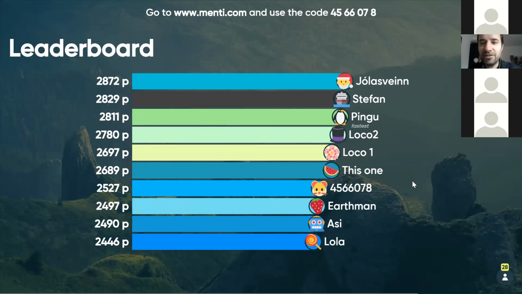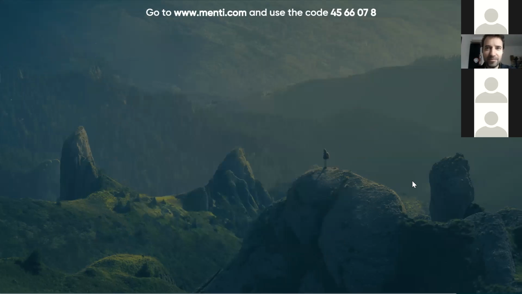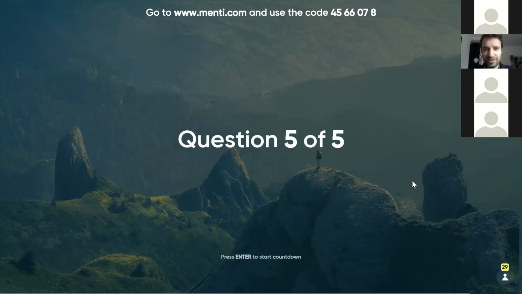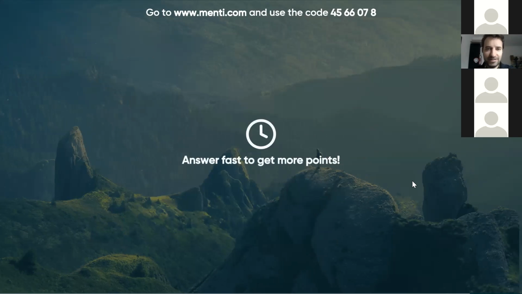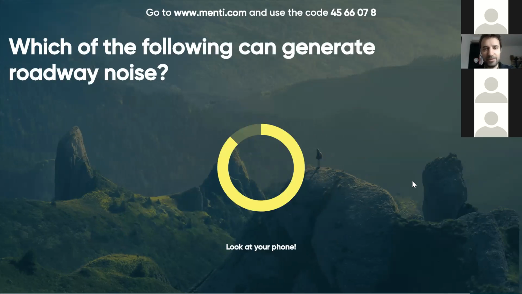Yola Sven took the lead again before Stefan and Pingu. Pingu came third and was fastest in this question. So very interesting. Loco 2 is in fourth place, and Loco 1 in fifth place. So I think we have one last question of this first part of the lecture, and then we will have a short break. Which of the following can generate roadway noise?